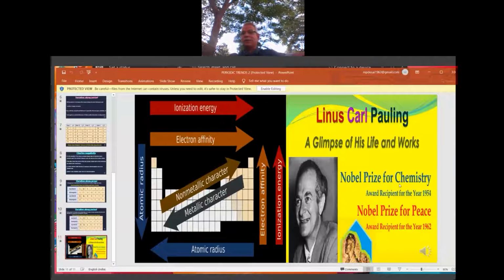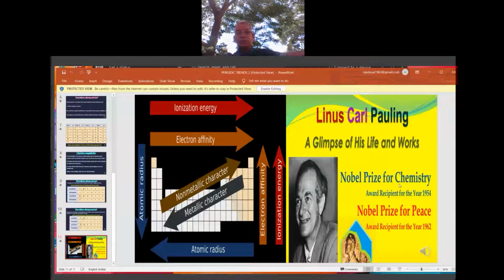He is the one, Linus Carl Pauling from America. Nobel Prize for Peace also. Award recipient for the year 1962, and he has got the Nobel Prize 2 times. See, what a great scientist. In the year 1954 for chemistry, his own field, and he was also working for the peace of the world, like our Mother Teresa. So great work, great scientist, not only for the science field, for the peace field also.